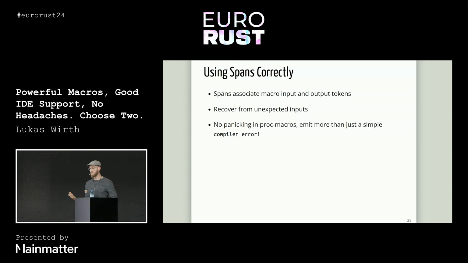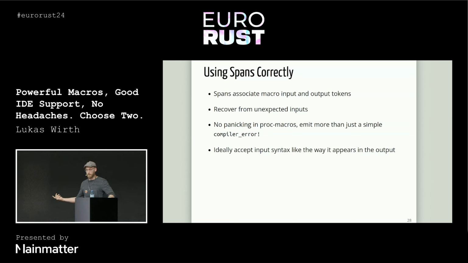Don't panic in macros and don't emit compile errors. These basically go back into the previous point. They lose all semantic meaning. To the IDE, they are effectively the same thing. You could replace one with another, and if all you emit is a compile error, it is not really differentiable from what really happened there.